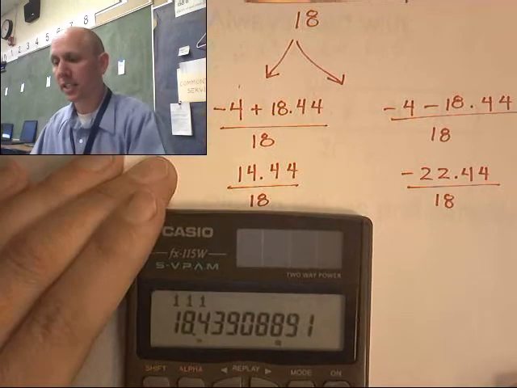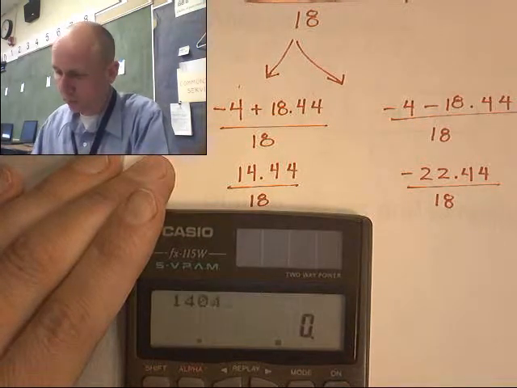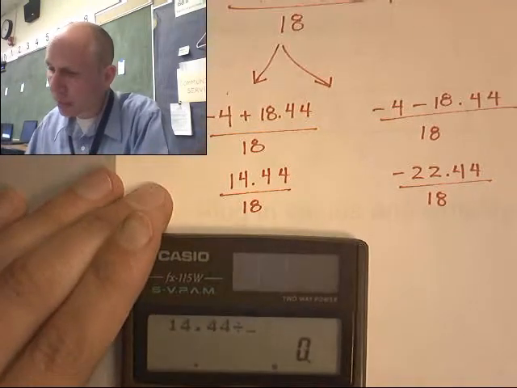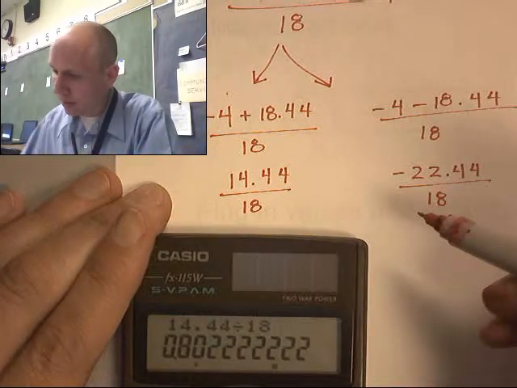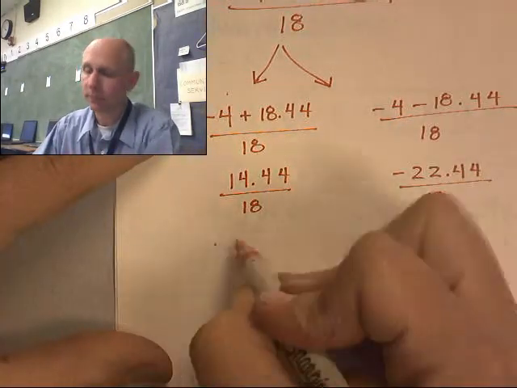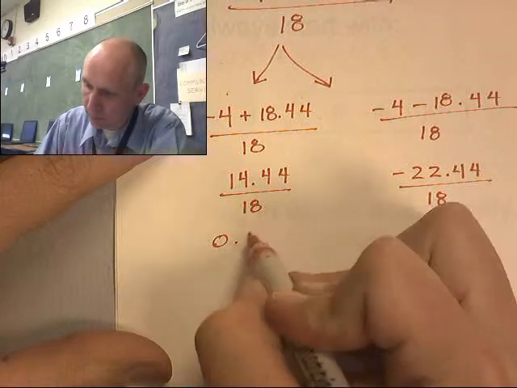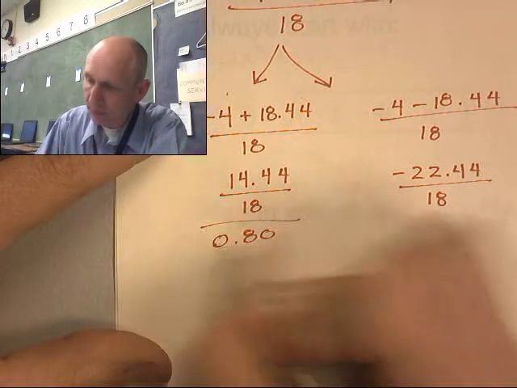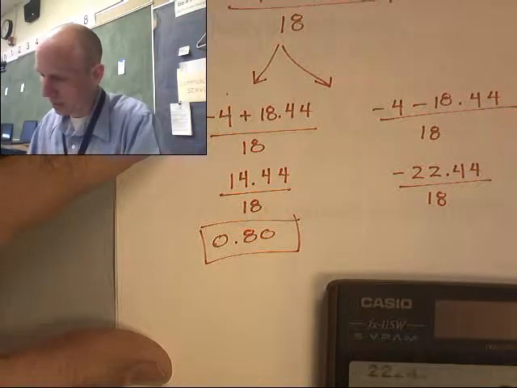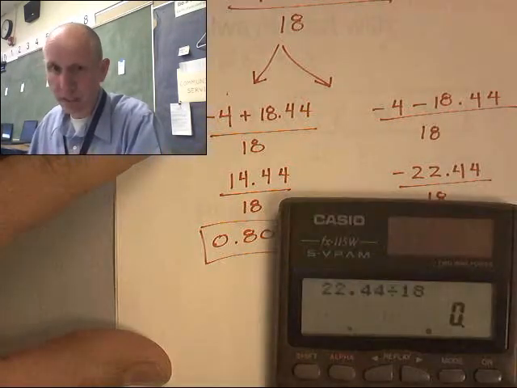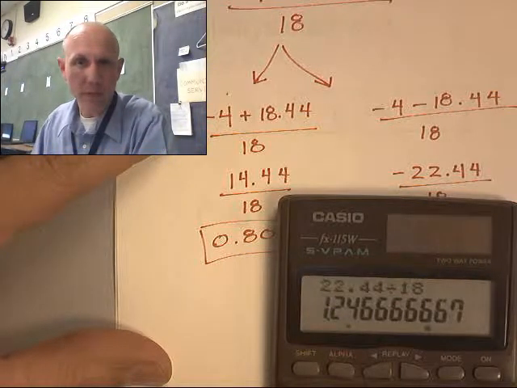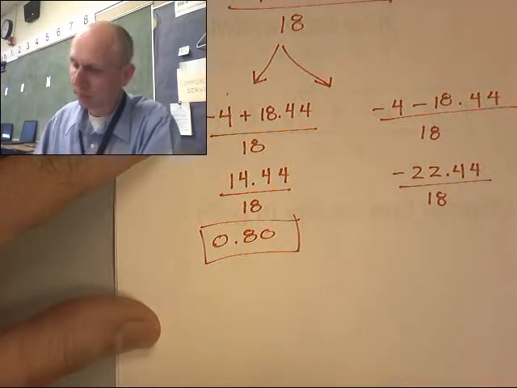I'm going to do the division using a calculator. 14.44 divided by 18 is 0.80. It's one of our answers. And the other one is 22.44 divided by 18. I know it's going to be negative. So negative 1.25.